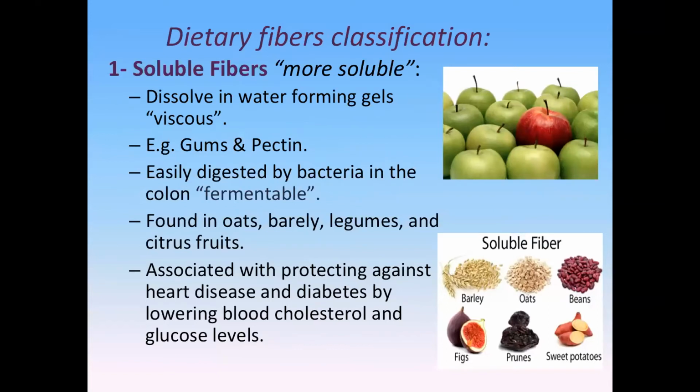Now, we can classify the dietary fibers into two main parts. We have the soluble fibers. Soluble means that they can dissolve in water. They can form a gel or viscous material. Examples for this are gums and pectin found in apples, different types of legumes, oats, and also citrus fruits, which are high in soluble fibers. The soluble fibers are associated with protecting against heart disease and diabetes by lowering blood cholesterol and also lowering glucose levels.